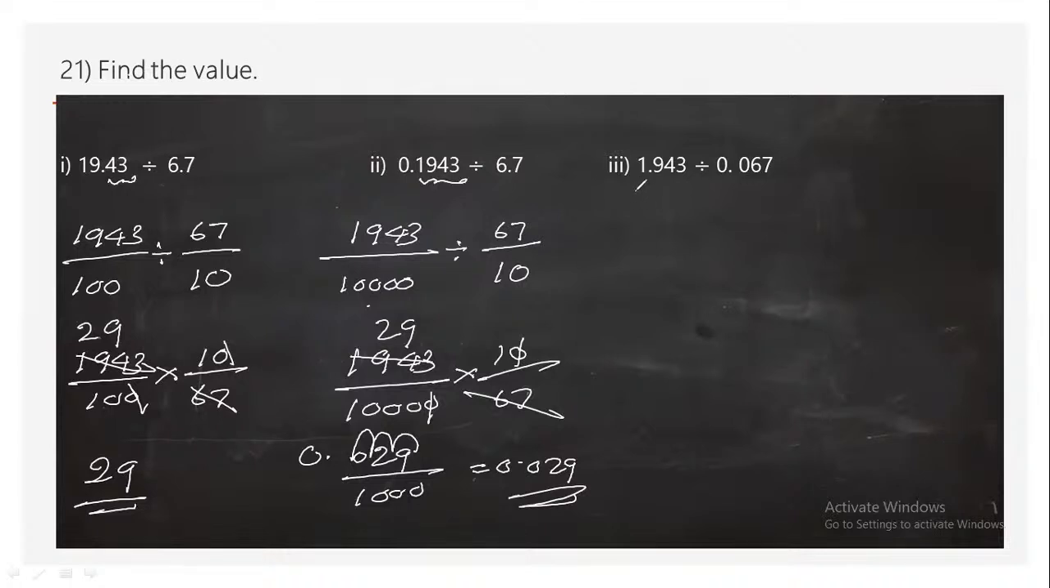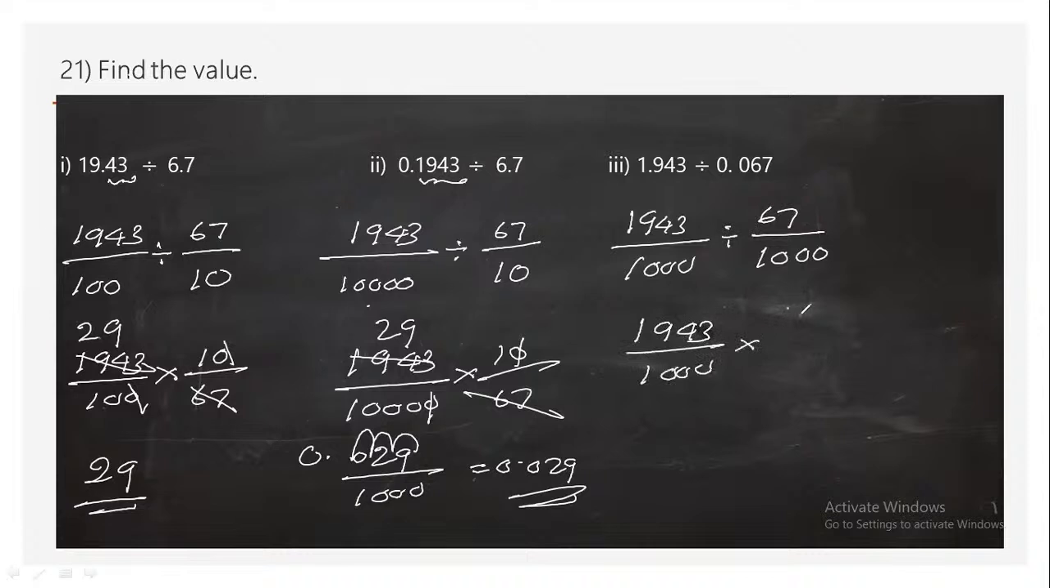1.943 divided by 0.067. You can write 1.943 over the line, then multiply both by 1000: 1943 divided by 67 over the line. Write the reciprocal of this, 1000 over 67. Then you can cancel out, and the answer is 29.